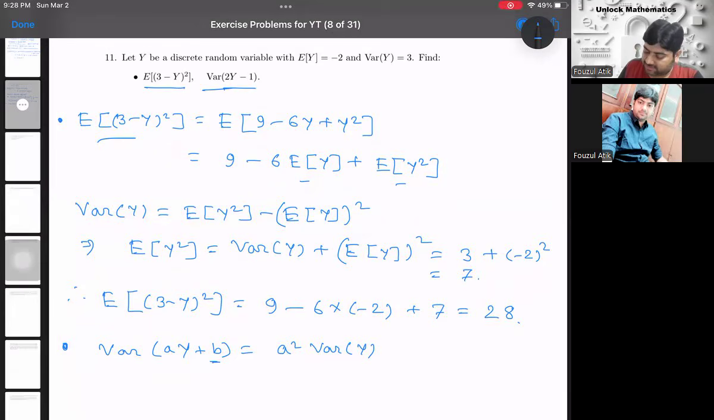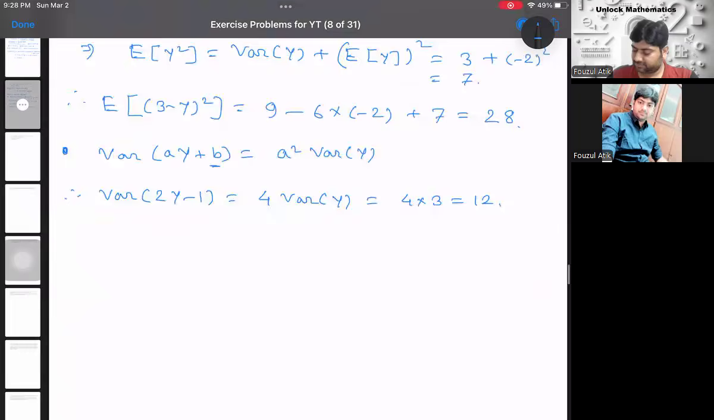So if I apply this formula, then variance of 2y minus 1 is equal to 4 into variance of y. Now what is variance of y? It is given as 3. So 4 into 3, it is 12. Clear? Okay.